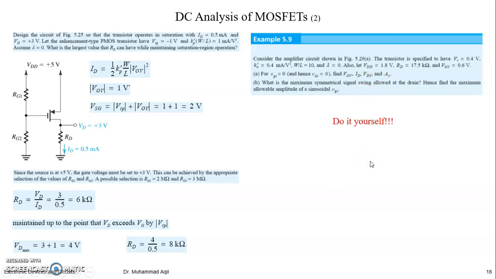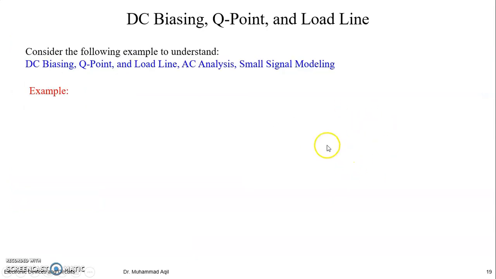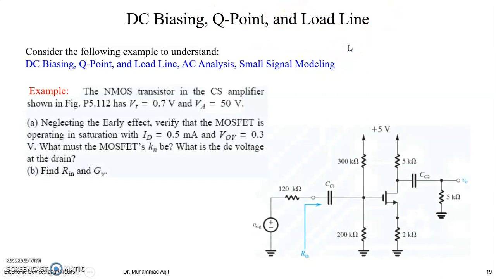And the crux is you have to do it yourself, right? By consulting the book, because this is a solved example. Now DC biasing, Q point and load line. So instead of introducing these things for a general problem, I used a specific problem to show you, right? I selected an NMOS circuit of this kind, right? Neglecting the early effect, VTN, right?